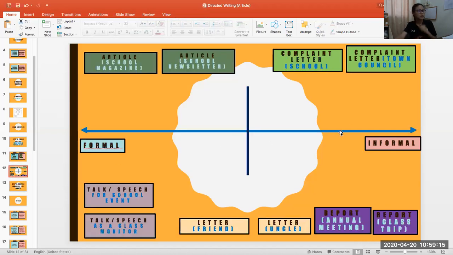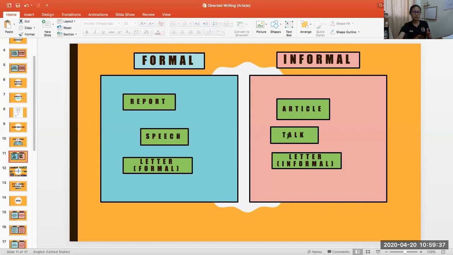Okay, so here you are looking at a line here. Okay, there's a line here. So on the left hand side we have formal, on the right hand side we have informal, right? So I don't want you to think of it like two boxes. It's not black and white lah. Okay, I don't want you to think like this.